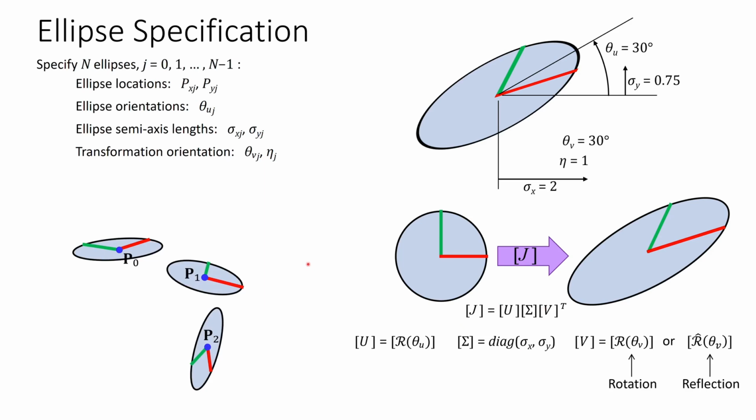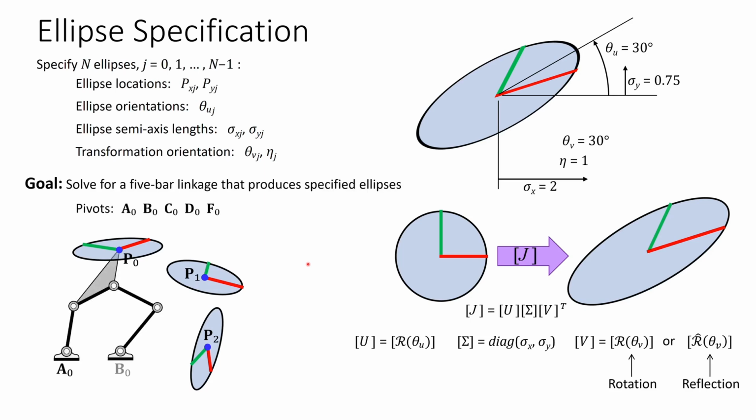We could specify several ellipses at various points in a workspace. Our goal is then to solve for a linkage, a 5-bar linkage, that can actually produce these velocity ellipses. Specifically, our design parameterization looks at the pivots of this 5-bar linkage in a home configuration. So our design variables, what we're actually solving for in blue here, are values for these 5 pivots, which define our 5-bar linkage, which should produce these velocity ellipses that are specified.